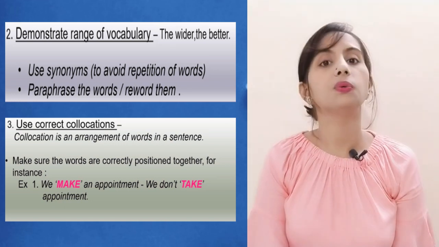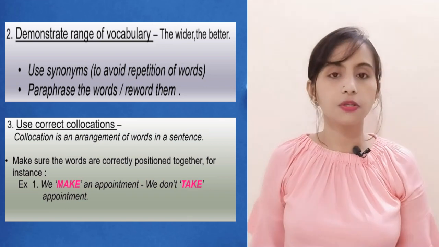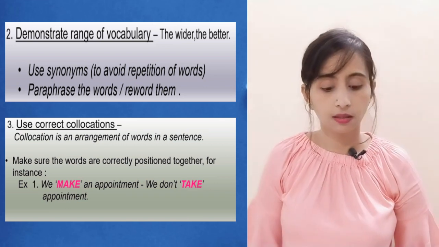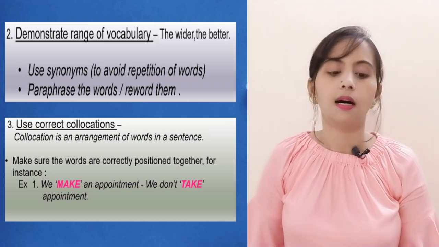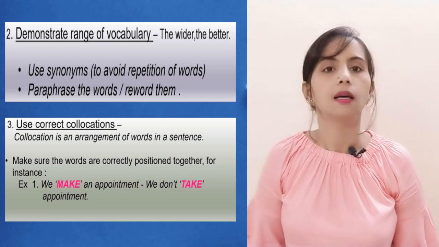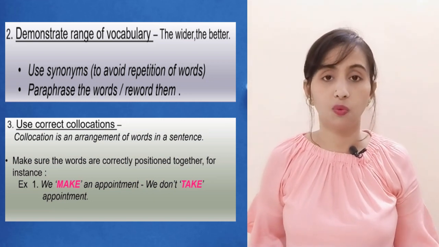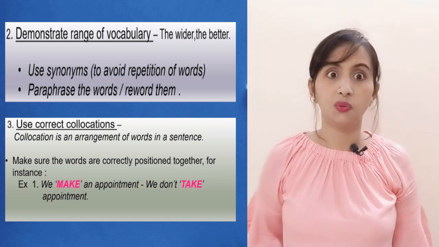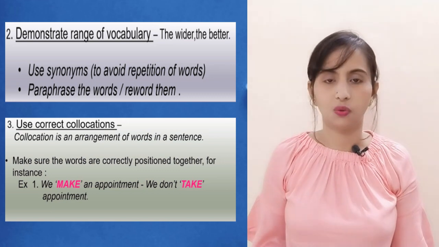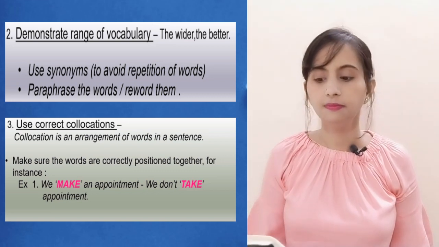Next comes the use of correct collocations. Now, what are collocations? Collocations means the arrangement of words in a sentence. You need to make sure the words are correctly positioned together. Don't just put words in because you think, yes, I know this word, I'm going to put it. No, not at all. Please don't do that. Avoid making that type of mistake.